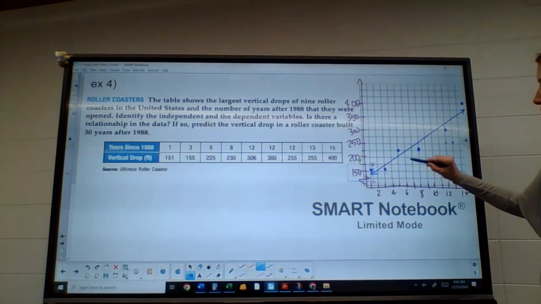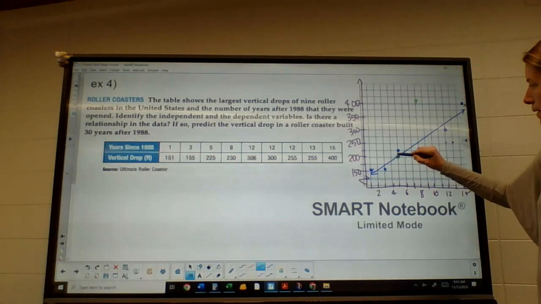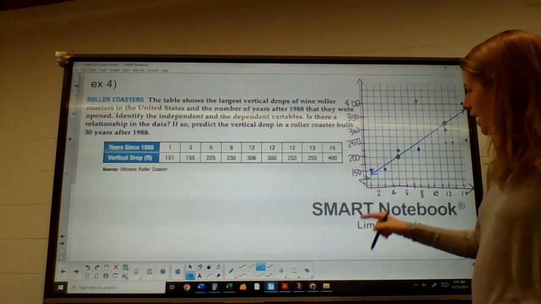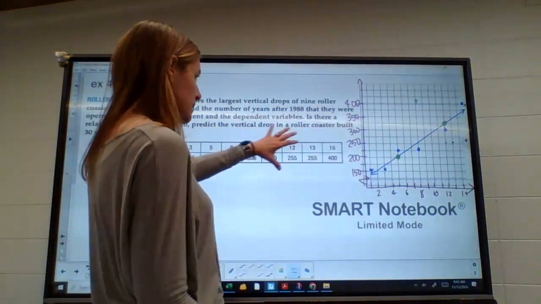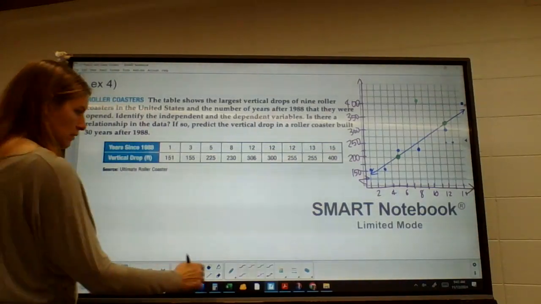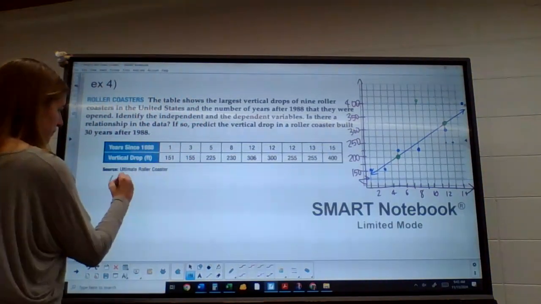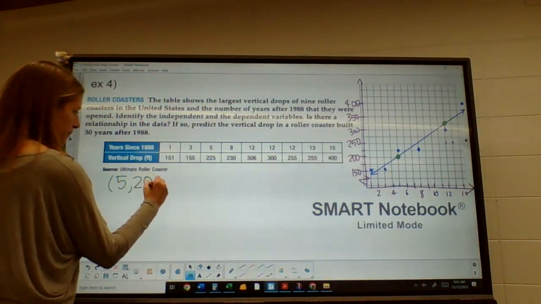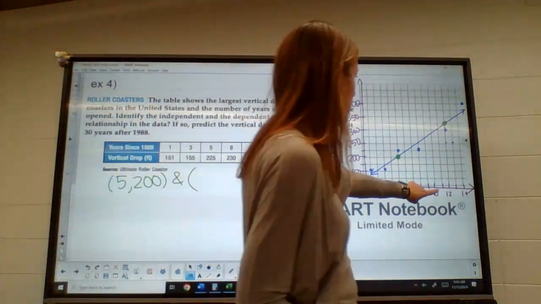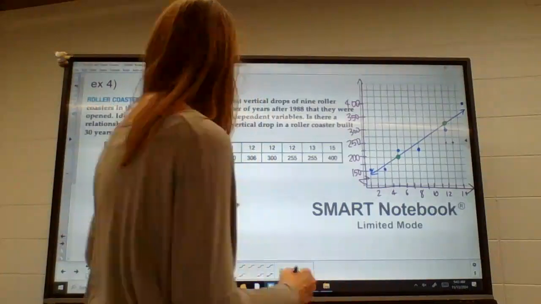So I'm going to use the point here, because that looks like it would go through, and maybe right here. Those are just the points I'm going to choose. They're close to my line, kind of fit my data. So they're not actually coordinate points on my data information, so I'm going to use 5, 200 and 12, 325.